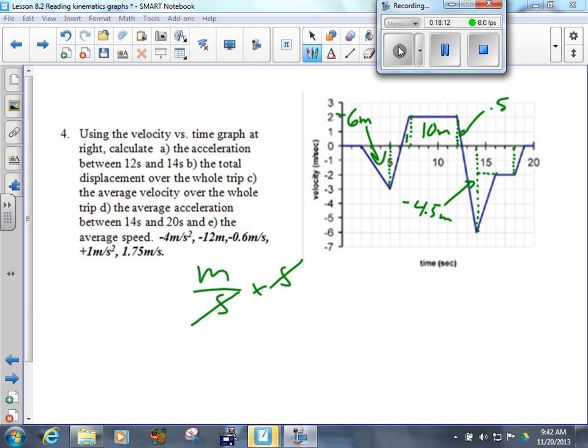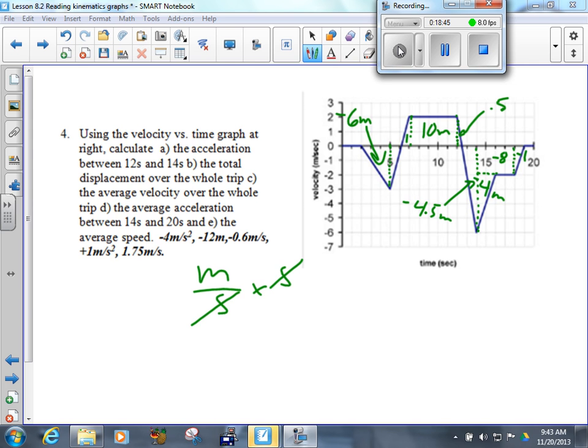-4.5. This triangle here is 4 high by 2 wide, so it's going to be -4 meters. This rectangle here is 1, 2, 3, 4 long by -2 high, so that's going to be -8. And this triangle is 1 long by 2 high, so it's going to be -1. Everybody with me so far?